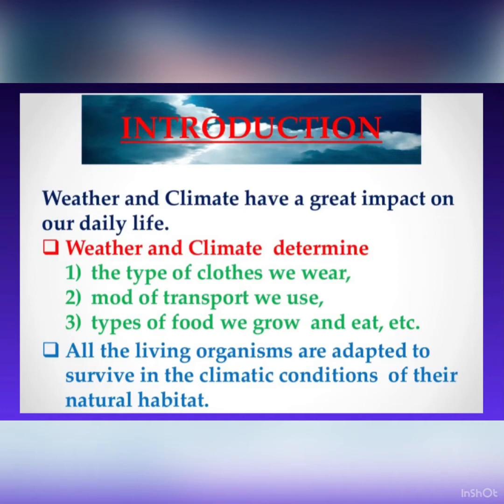It means the type of food we eat, the type of clothes we wear, the mode of transport we use depends on the weather and climate. All living things are adapted to survive in the climatic conditions of their natural habitat. First of all, we will discuss what is weather.